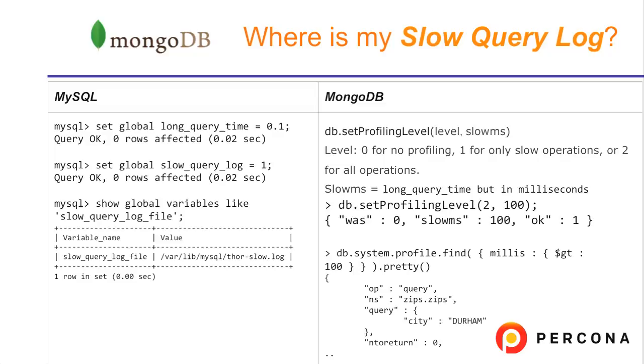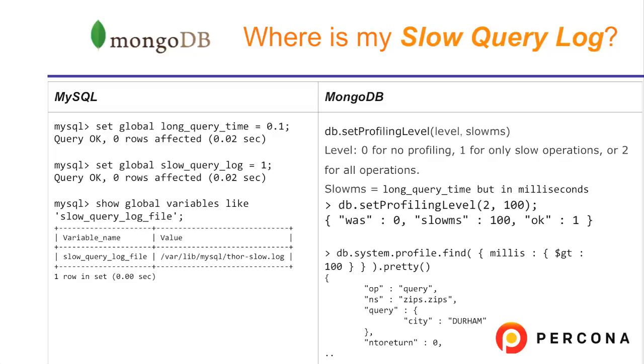When you specify your profiling level, you specify level 1 for profiling slow operations, and then you specify the slow MS, which is basically the long query time. And then if you want to retrieve your slow queries, then you do the normal find command, db system profile find, and you can also filter by milliseconds.